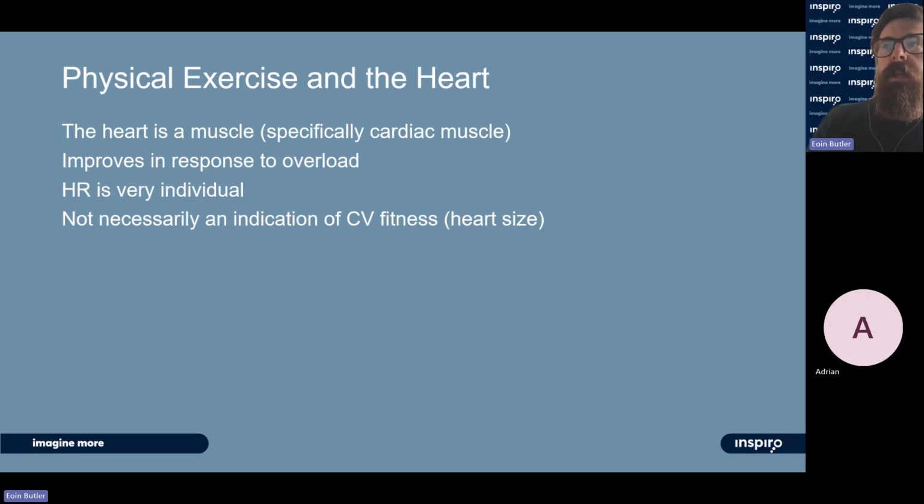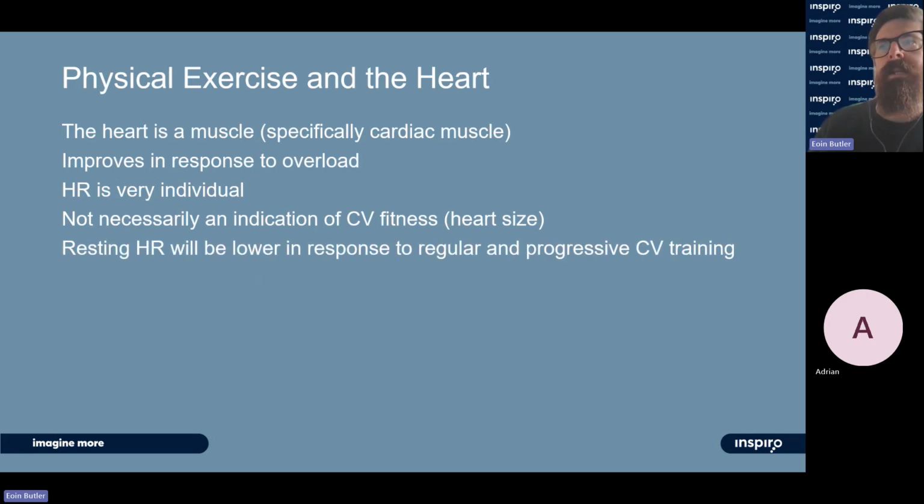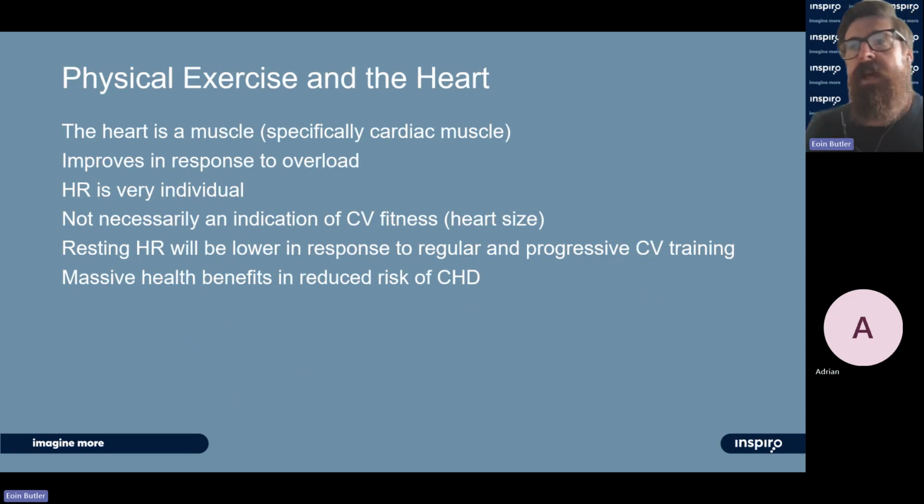The size of an individual's heart is not necessarily an indication of their cardiovascular fitness level. Now, what we would look at is resting heart rate, and this will be lower in response to regular and progressive cardiovascular training. So as time goes on, as people do cardiovascular training, we should see the resting heart rate reduce. And there's massive health benefits in reducing the risk of coronary heart disease when we do this type of exercise. So the stronger the heart muscle is, the more we reduce the risk of coronary heart disease.